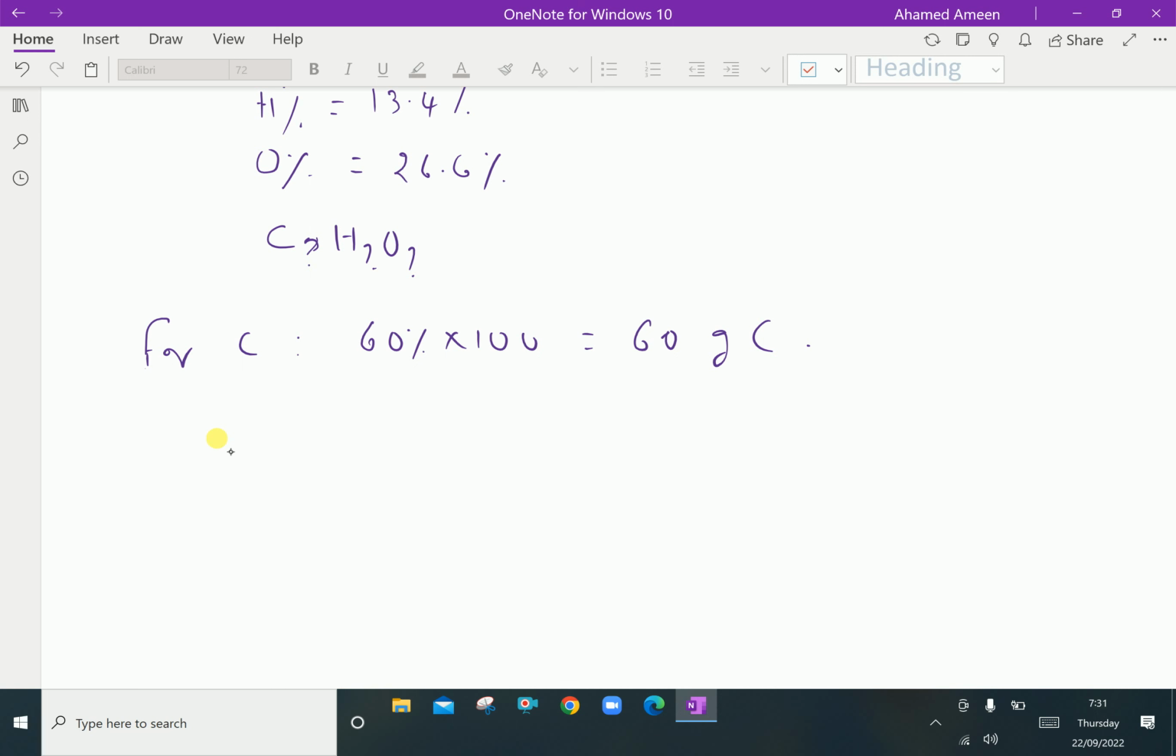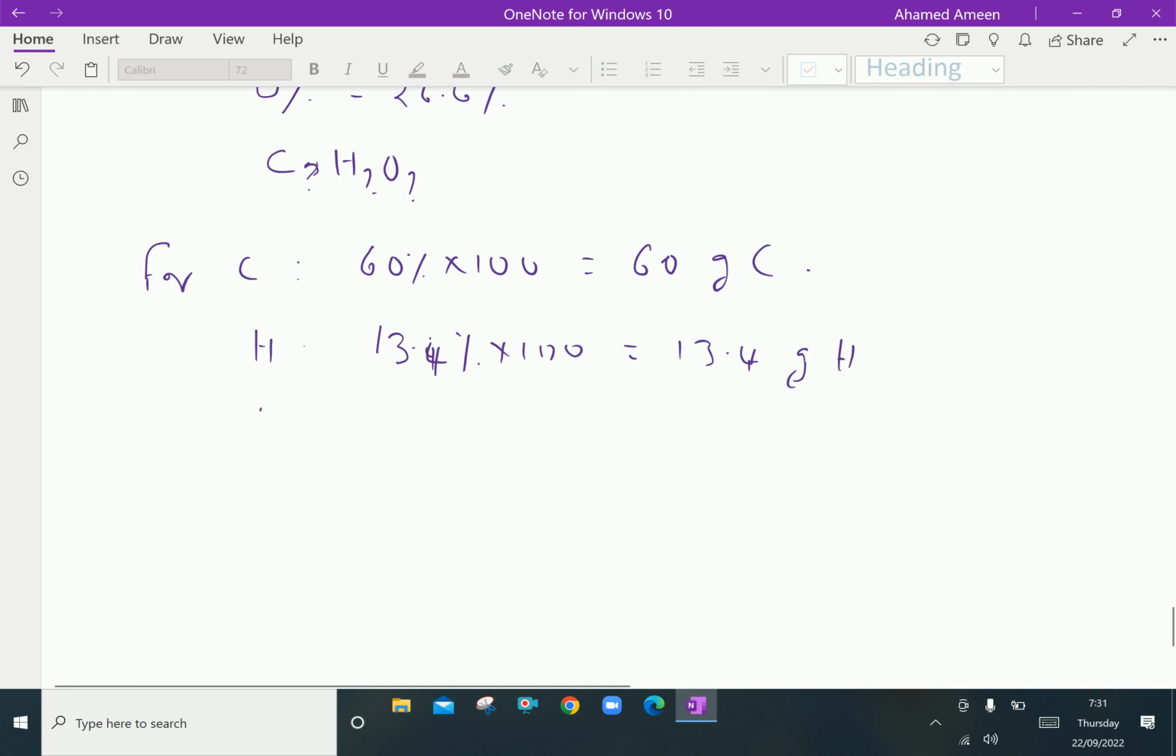Another, for hydrogen, is 13.4%, which gives, into 100, 13.4 gram of hydrogen. Next, for oxygen, 26.6% into 100 gives 26.6 gram of oxygen. Now we have to calculate.